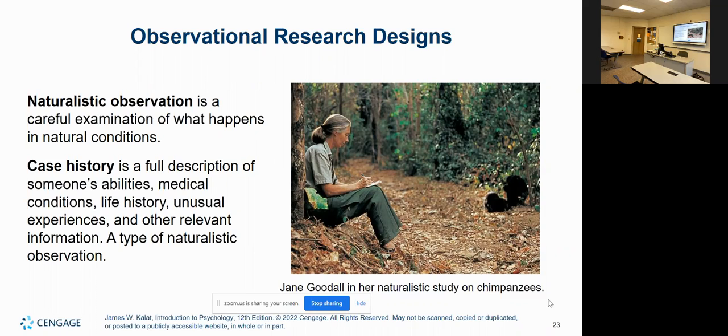All right, case history, really brief, is just really a full description of an individual. It could include mental health issues, life history, experiences, trauma, something that happened throughout their lives, not in a clinical setting.